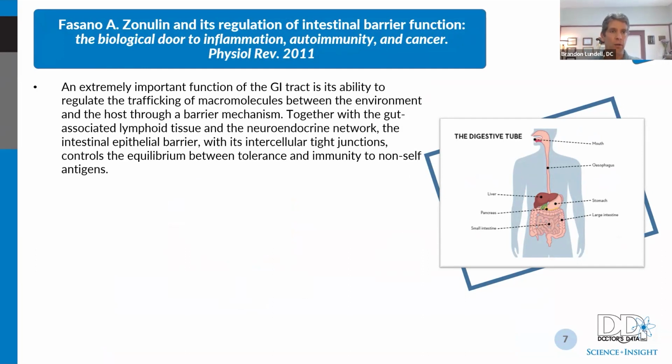And this is Alessio Fasano, one of his many studies talking about zonulin, its regulation of intestinal barrier function, and how that's one of the biological doors to inflammation, autoimmunity, and even cancer. It's this leaky gut becomes absolutely imperative to treat. The dysbiosis and leaky gut is primary. And I think that gets missed, certainly gets missed in traditional Western medicine, as we know, but even in functional medicine circles and in practice, it tends to be underestimated or undertreated.